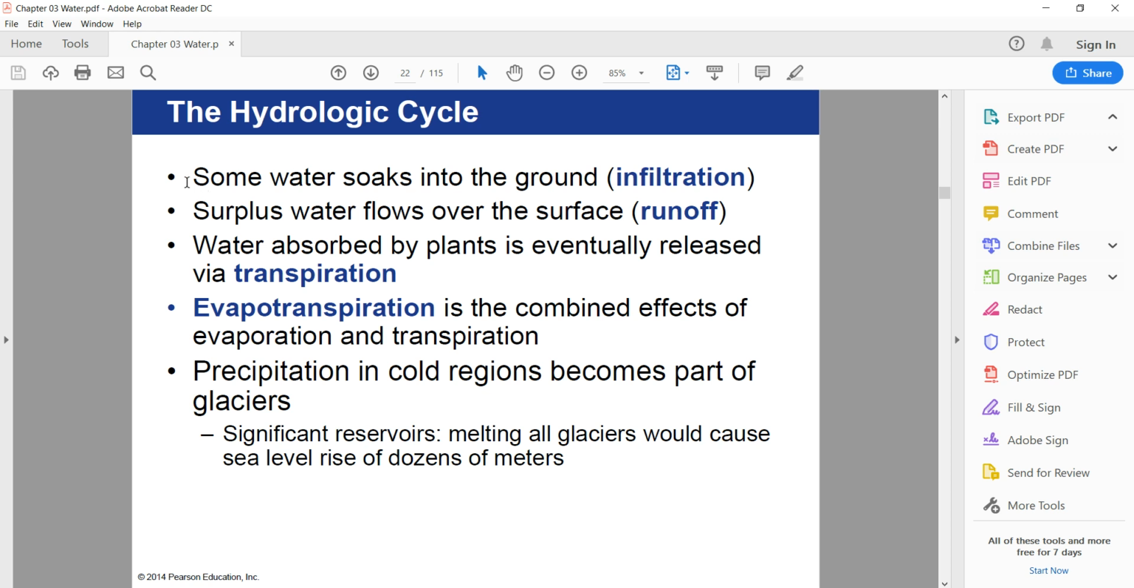Infiltration, like I explained earlier, is the water which is absorbed inside the ground, called infiltration water. The water that runs on the surface is called runoff.